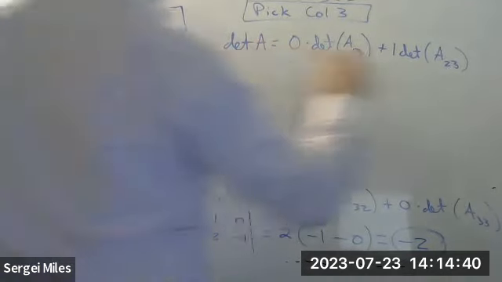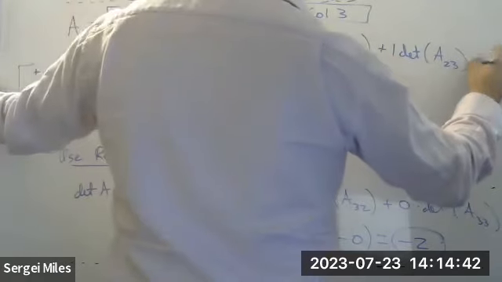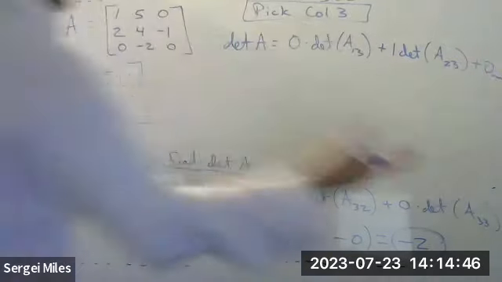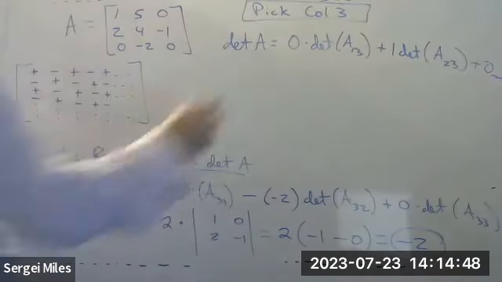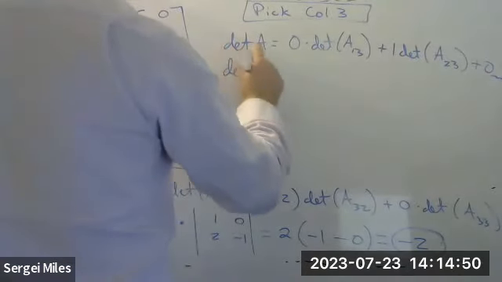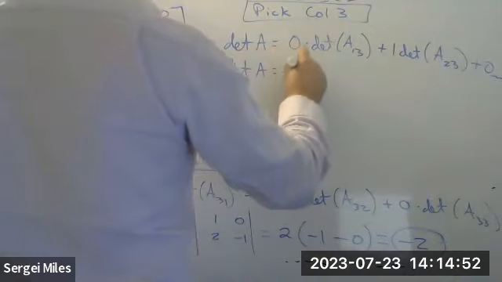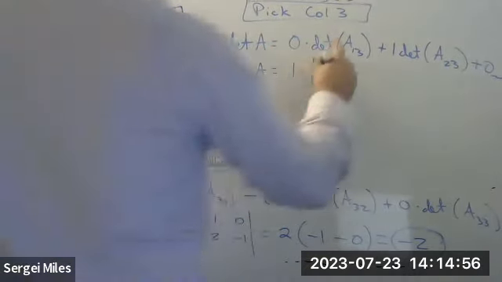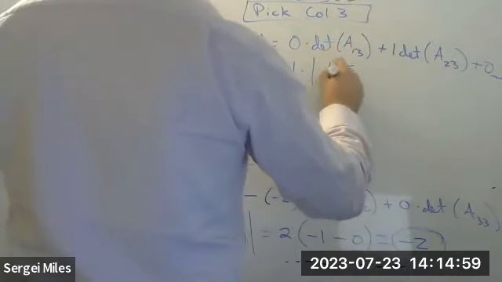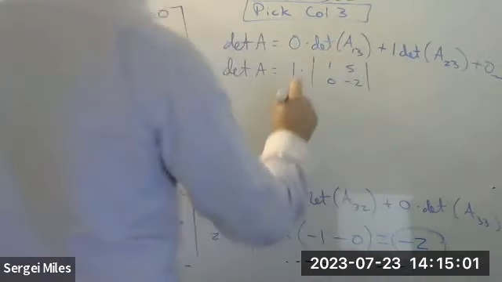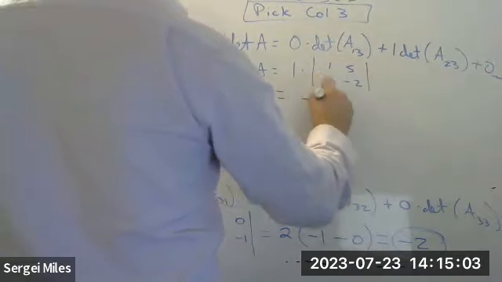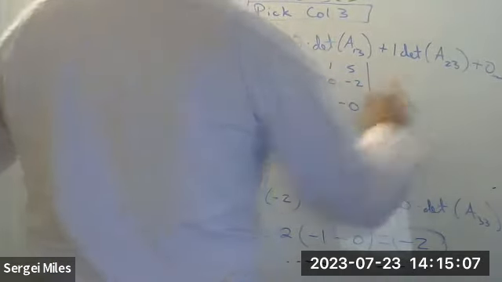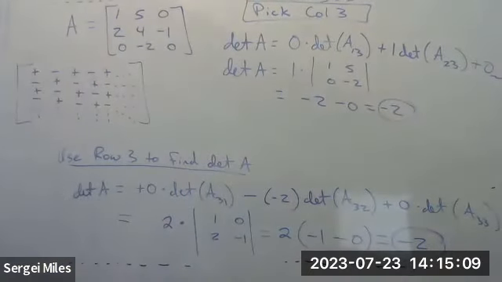So when we get to this next step, there's also another plus 0, but that's just going to be multiplied by 0, so who cares? I'm not going to write it. All right, so what's our answer then? Well, we get 1 times the determinant of A23. That's going to be 1, 5, 0, -2. So we get -2 minus 0, in other words, -2. Again, we got the same answer.